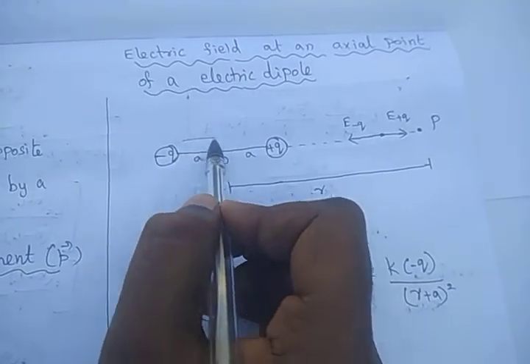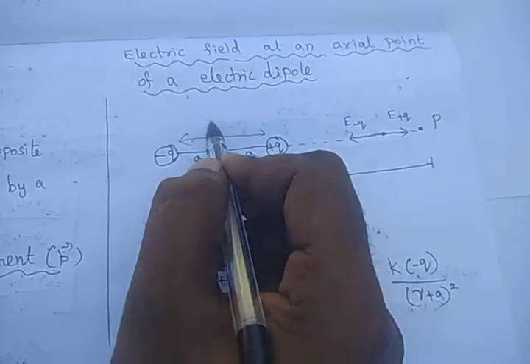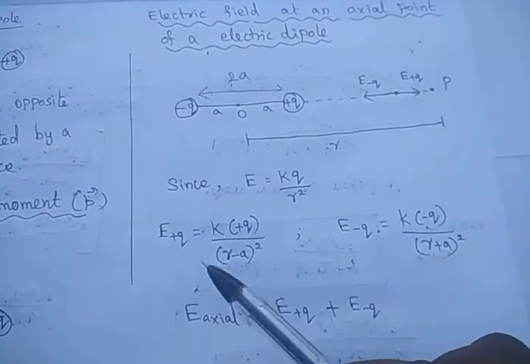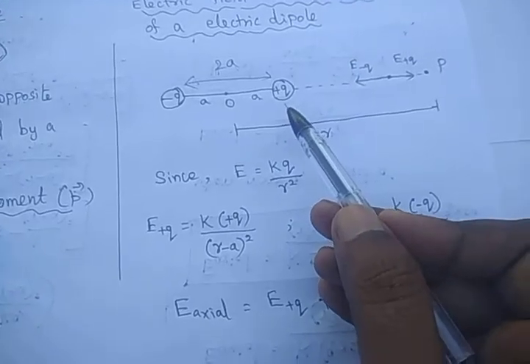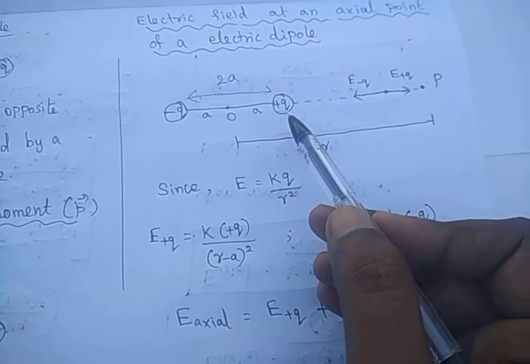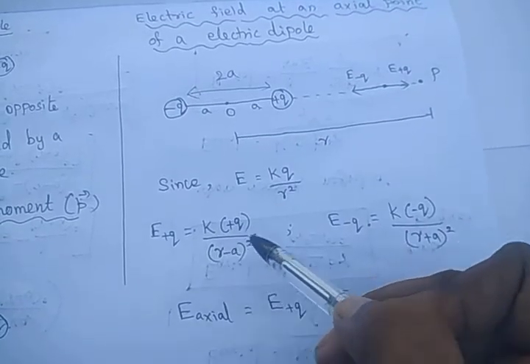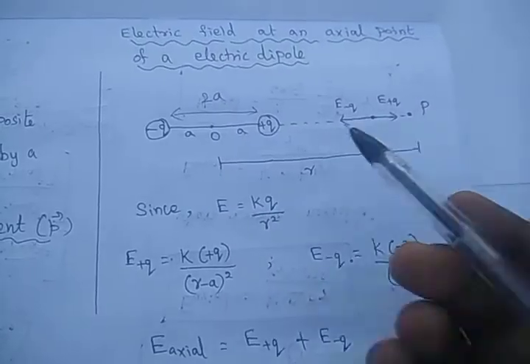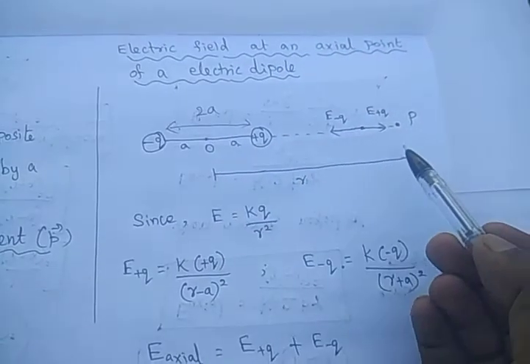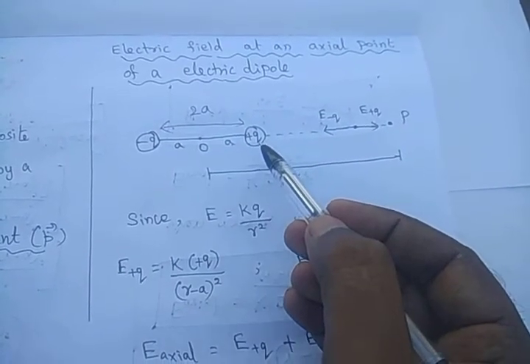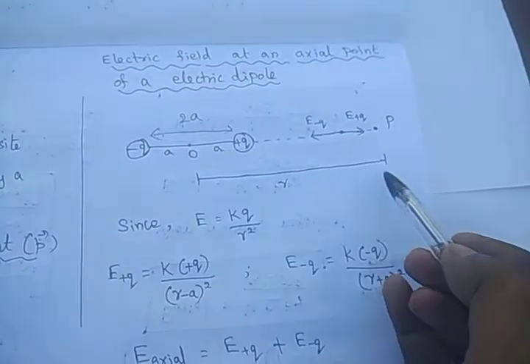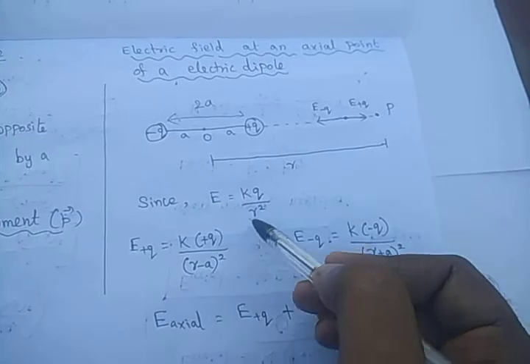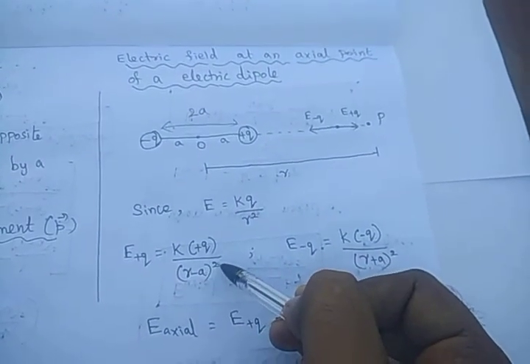What is the distance between the two charges of the dipole? That is 2a. So here this is a and a. By substituting in the electric field formula, the electric field due to the positive charge is equal to k into plus q divided by r squared. What is the distance between plus q and the point P? The distance from O to P is r. The distance from O to this charge q is a. So r minus a is the distance from the positive charge to the point P. Hence we write, instead of r squared, (r minus a) the whole square.